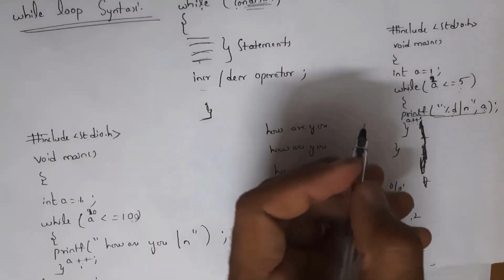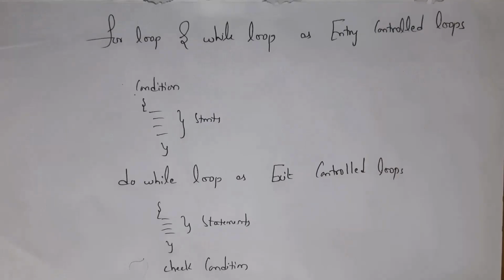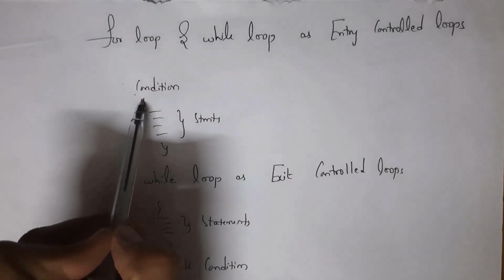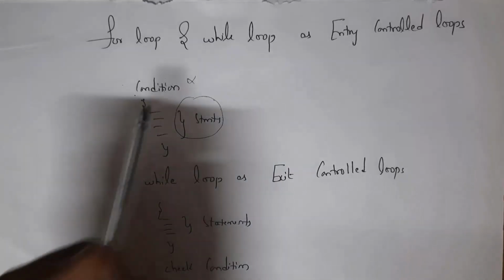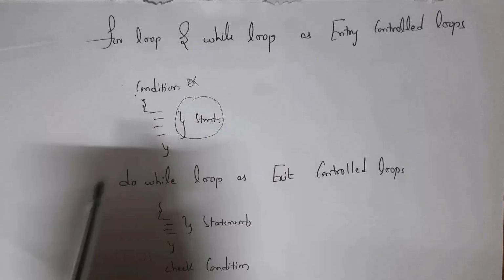So again it will increment the value, that is 6. 6 is not less than or equal to 5. 6 is greater than 5, so it will break the while loop. We call this for loop and while loop entry controlled loops, because at first it will check the condition. Only if this condition is true, then whatever statements are present inside this loop will be executed. If this condition is false, then the statements present inside this loop will not be executed.